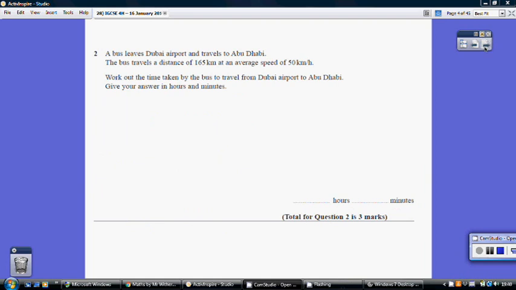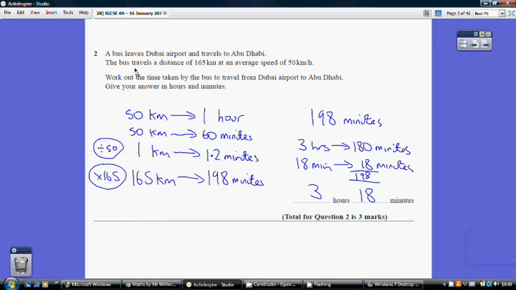Question 2. So we've got to work out the time taken by the bus to travel from Dubai Airport to Abu Dhabi and give your answer in hours and minutes. Right, well we know we're travelling at 50 kilometers per hour, which is 50 kilometers every 60 minutes. So if we divide this by 50, that's 1 kilometer in every 1.2 minutes.